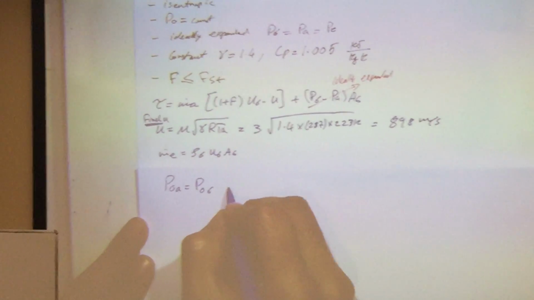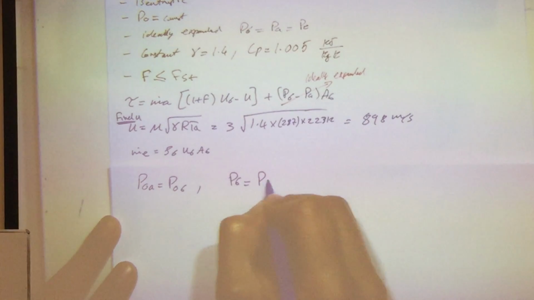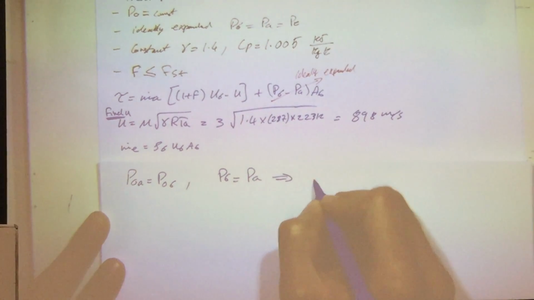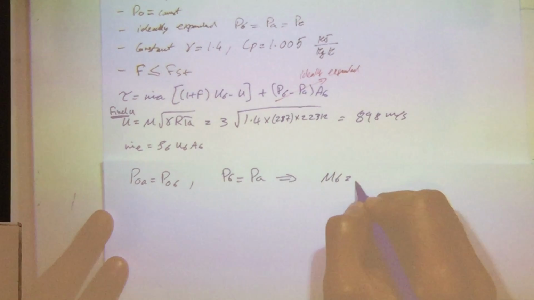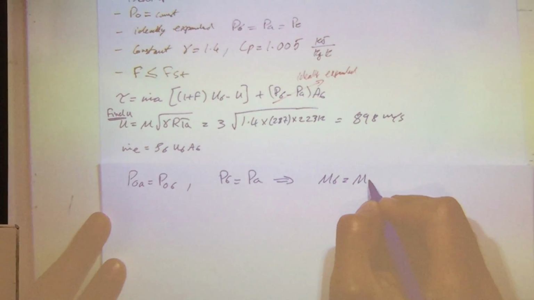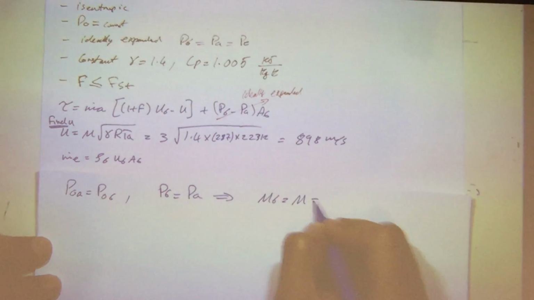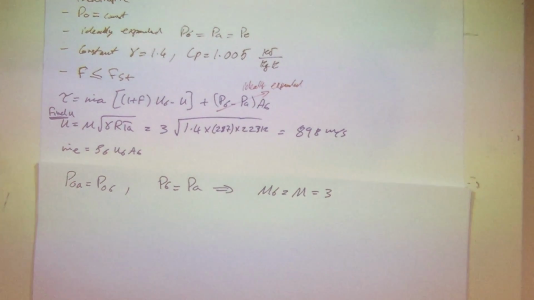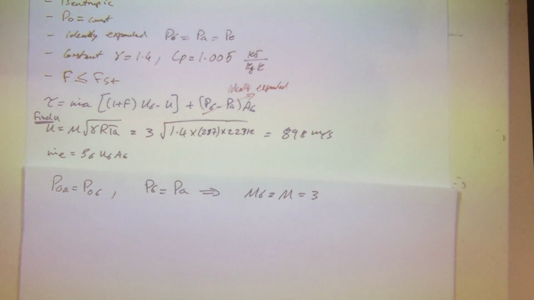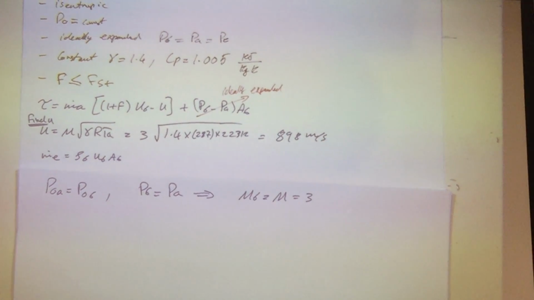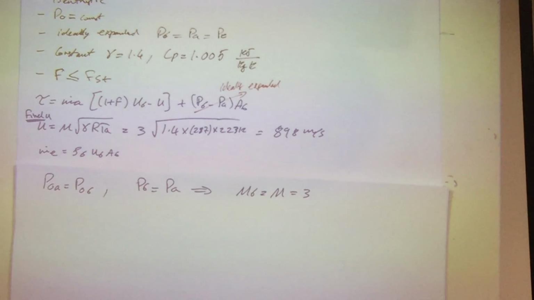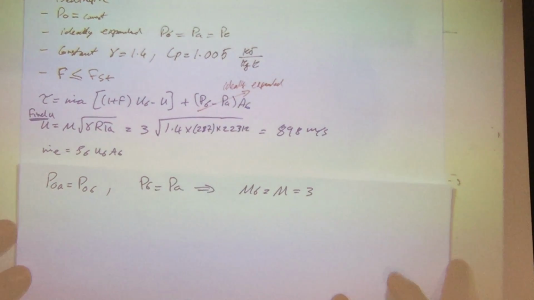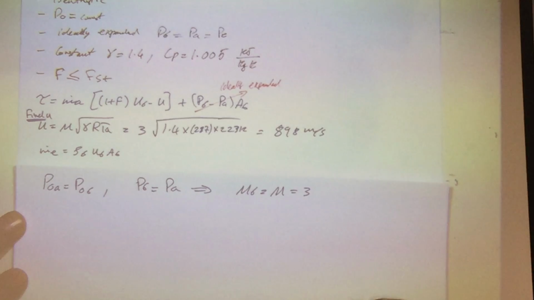Okay, so P stagnation at the inlet is equal to P stagnation at the exit. And according to this, P6 is equal to P ambient, ideally expanded. So what that means is my exit Mach number is going to equal M, which I have as my flight Mach number, which is 3. So that means I'm at cruise conditions. My exit Mach number for the engine is almost exactly the same as my free stream Mach number, so I'm not accelerating or decelerating.